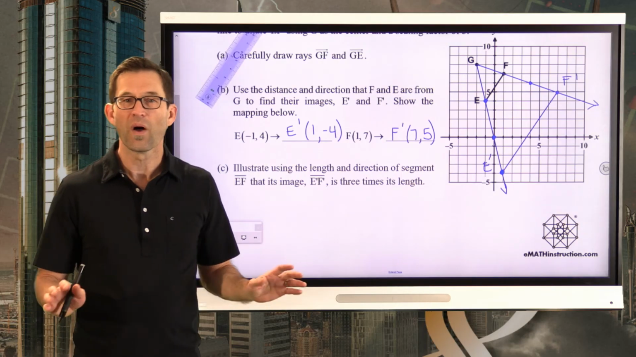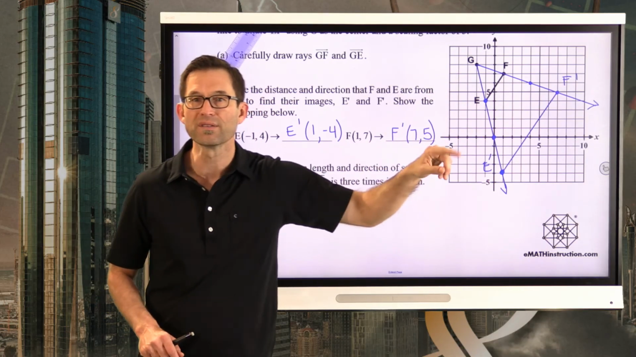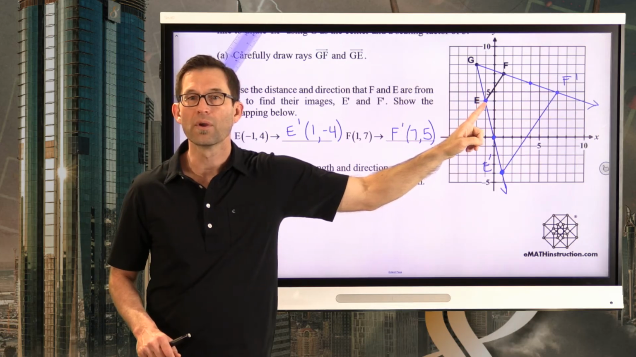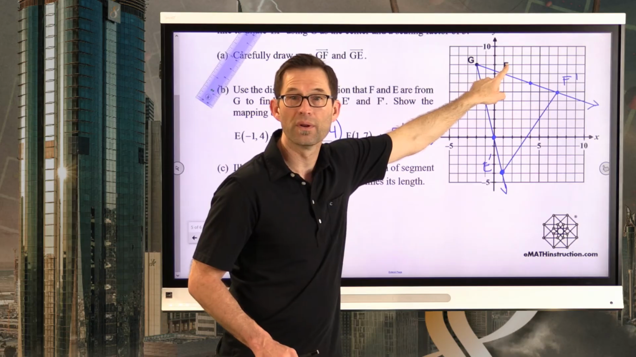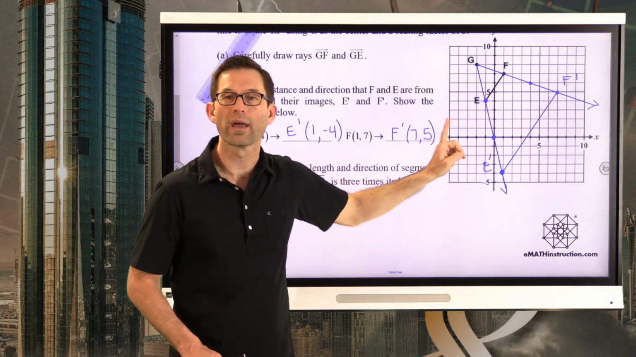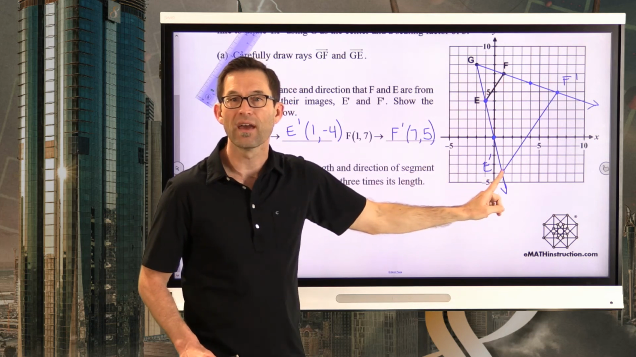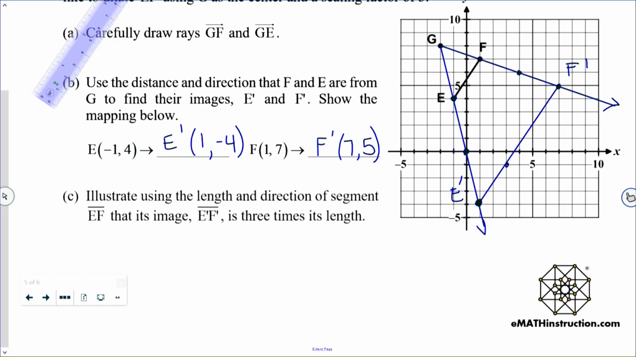Well, this is kind of cool because we're going to do something very similar to what we did when we dilated these points. If I look at E and F, to go from E to F, I would go 2 units over, 1, 2 units over, and 3 units up. Watch what happens when I do exactly the same 2 over and 3 up path to get from E prime to F prime. So if I go 2 units over and 3 units up, I'm right here. 2 units over, 3 units up, I'm right here. 2 units over, 3 units up, and I'm right here.